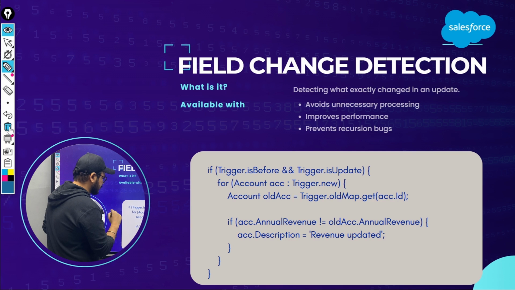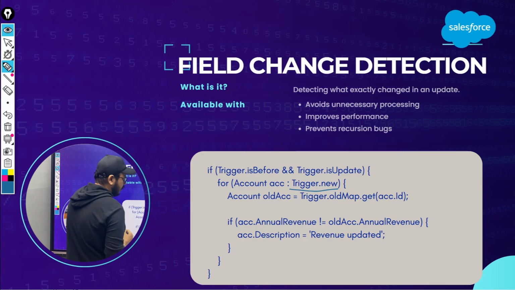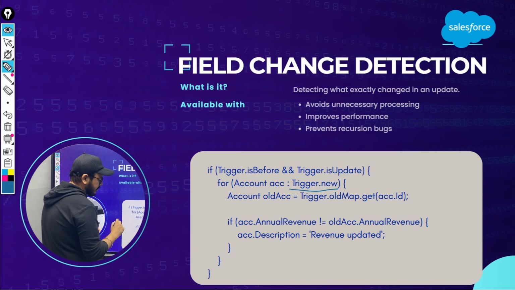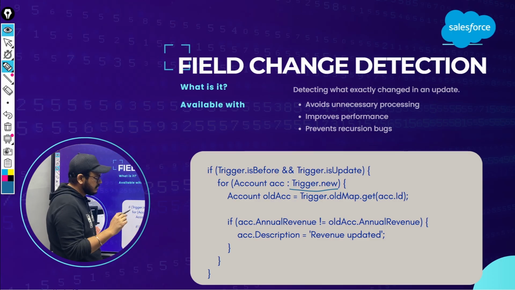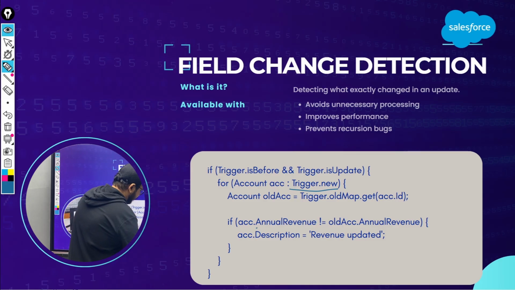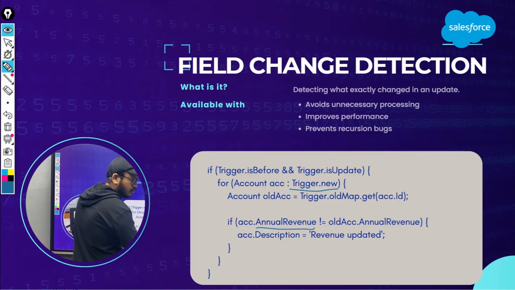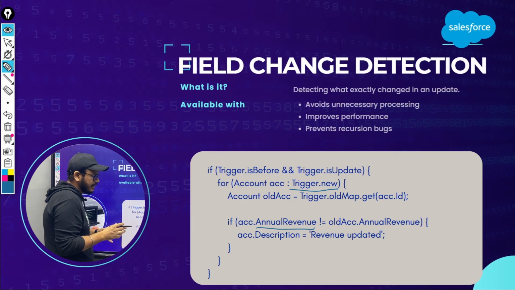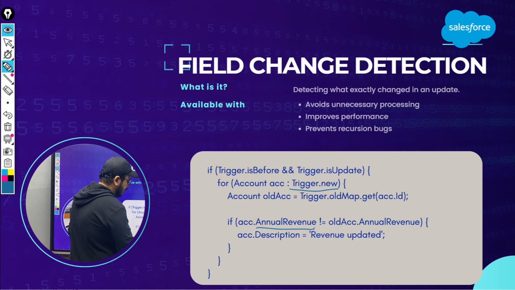Now if you look at this particular example, I am iterating through Trigger.new, and I am trying to do a comparison to check if the old value and new value of the annual revenue have changed. The new value of annual revenue is of course part of Trigger.new, since it's an update operation. So the new value is available in this record because I'm iterating through Trigger.new, so of course acc contains the new value.